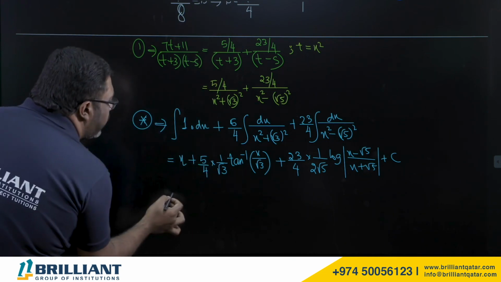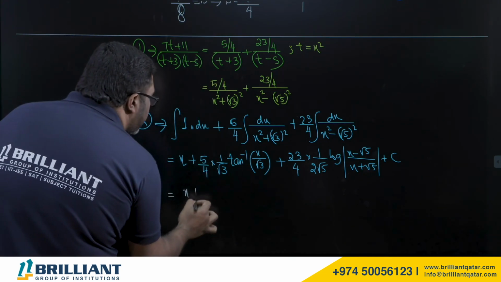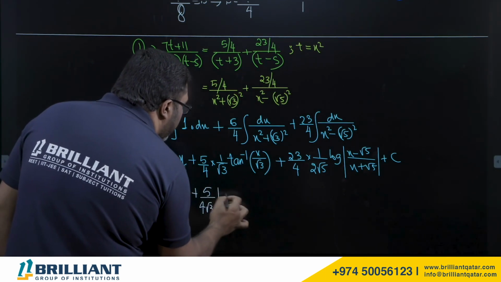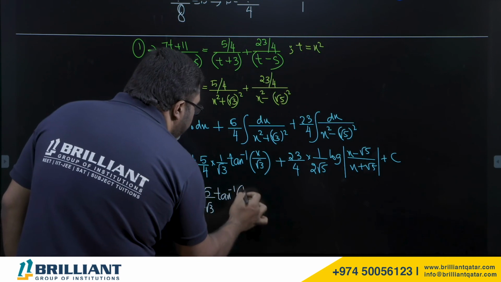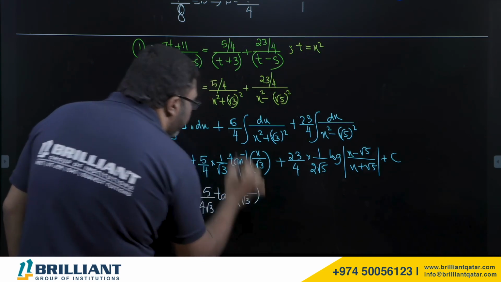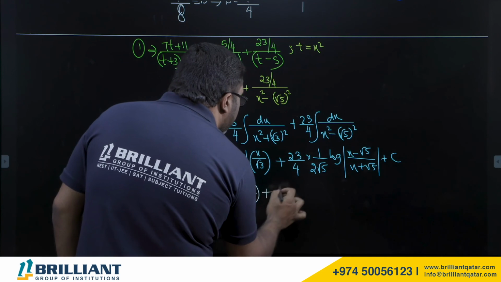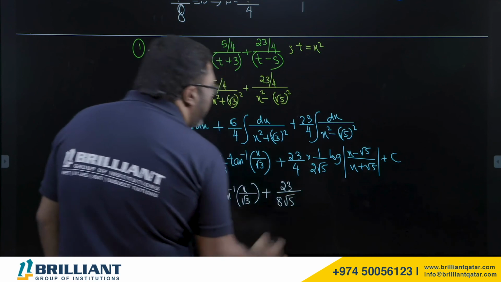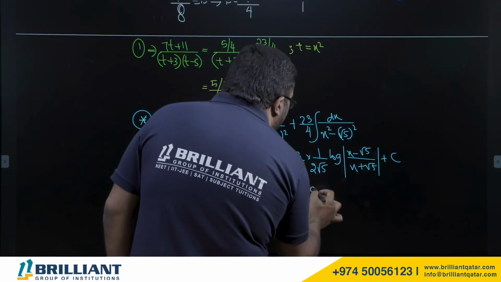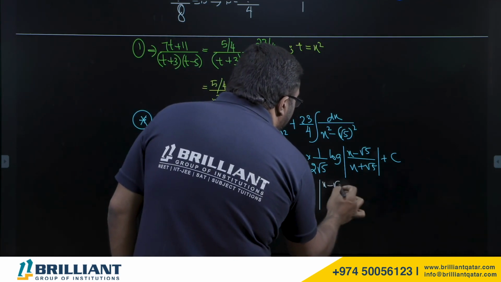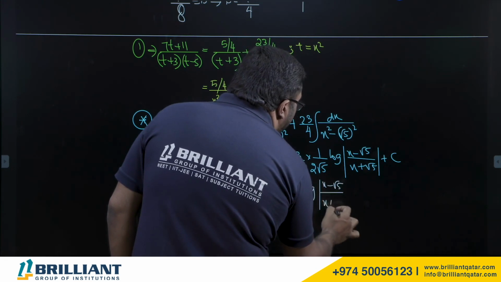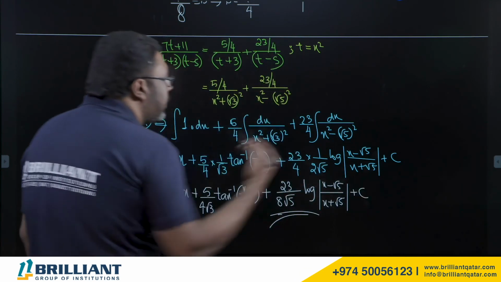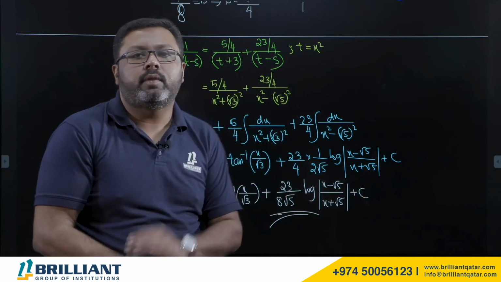So we are ready with the final answer. x plus 5 by (4 root 3) tan inverse (x by root 3), plus 23 by (8 root 5) log mod (x minus root 5) divided by (x plus root 5), plus c. Okay, this is the final answer for this question.